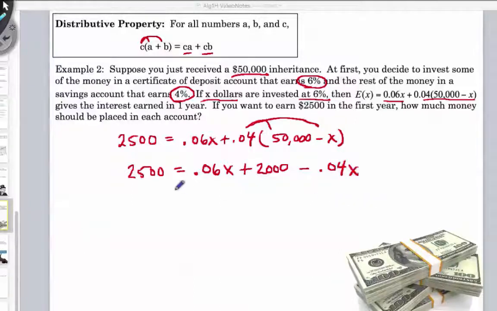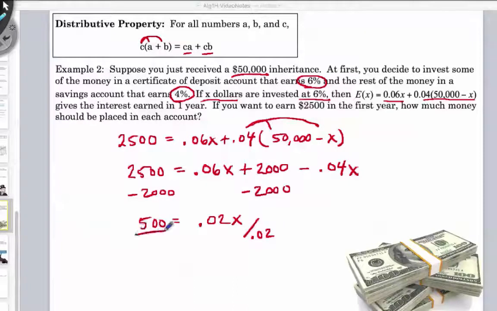Now I'll combine like terms, move things across the equal sign by their inverse operation. So I'll end up with 500 is now equal to 0.02x. Finally, I need to get x by itself, so I'll divide both sides by 0.02. And when I take 500 and divide by 0.02, the resulting value x is equal to 25,000.